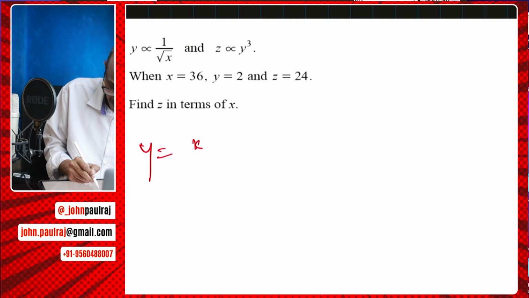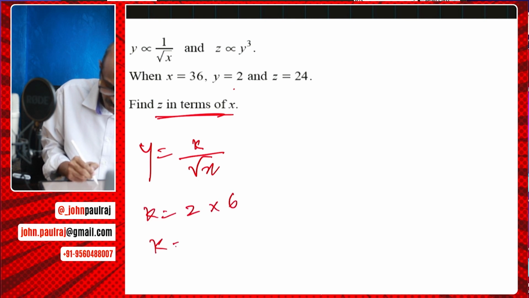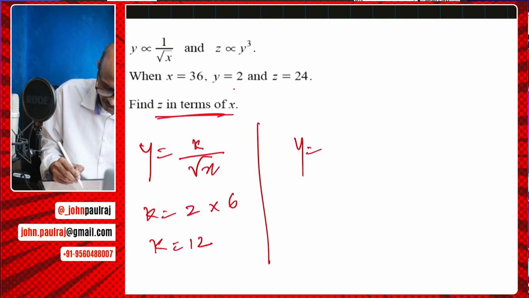So y must be equal to k over under root of x, and the question is to find z in terms of x, and then we can say we can find the value of k, right? So when x is 36, y is 2, and z is okay for the same value of x. So k would be equal to 2 times 6. K is equal to 12, giving us a relation y is equal to 12 over root of x. Correct?